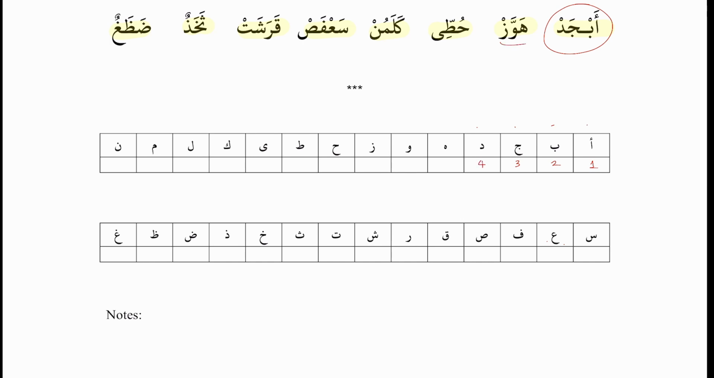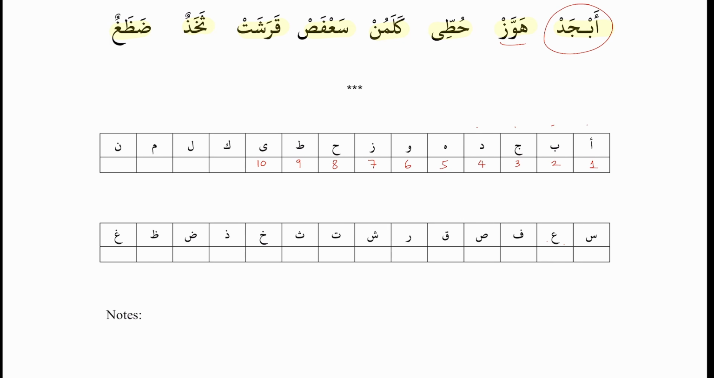Now the second word here. Ha has the numerical value of 5. Waw has the numerical value of 6. Za, 7. Ha, 8. Ta, 9. Ya, 10. And now when we get to the 10, we're not going to go to 11. We're going to go to the tens. We're going to go up in tens, inshallah.